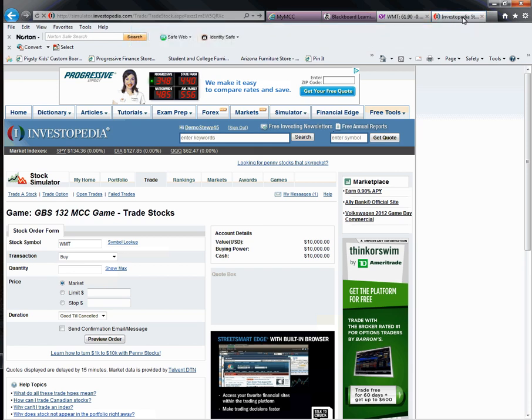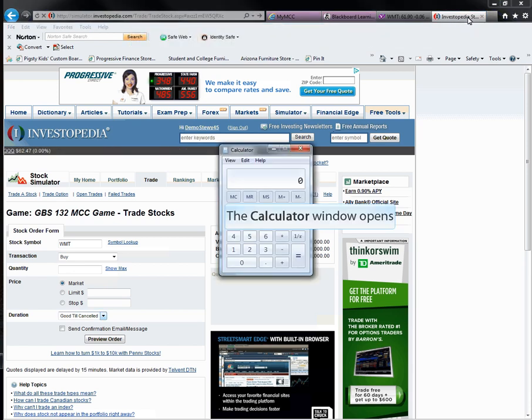Transaction, you're going to currently buy. We're not selling because you shouldn't own anything really yet. Sell short and buy to cover are different concepts that we won't be covering in our class. We're just going to buy. Quantity, so because it's $61.90, we can buy quite a few of those for $1,000, but we got to split the money over 3 different companies at least.